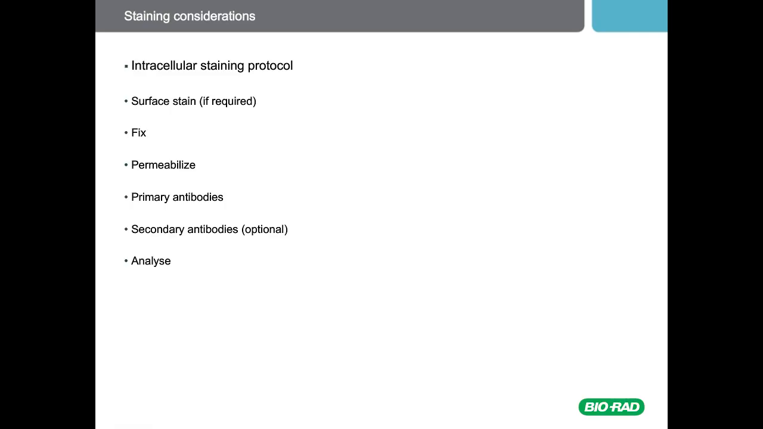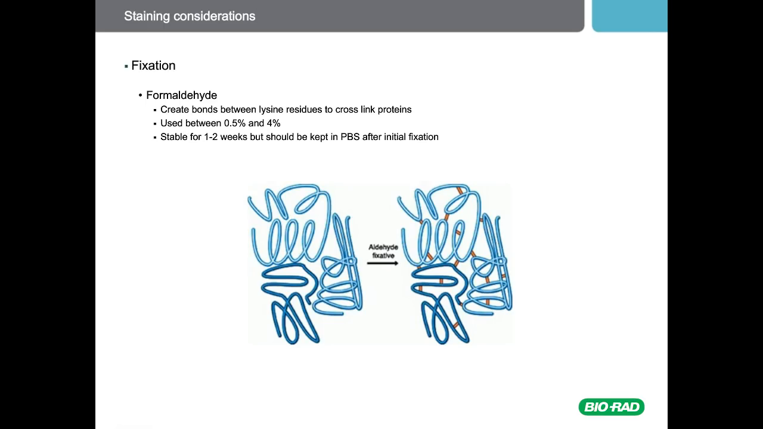As I've previously mentioned, intracellular staining requires you to fix and then permeabilize your cells. Therefore, fixation is an important first step. Choosing your fixative can be important. Of the fixatives available, one of the most common is formaldehyde. Formaldehyde creates bonds between lysine residues, resulting in cross-linked proteins. It is usually used at concentrations between 0.5 and 4% in PBS, depending on your sample. For example, fluorescent proteins often require higher percentages of fixative.